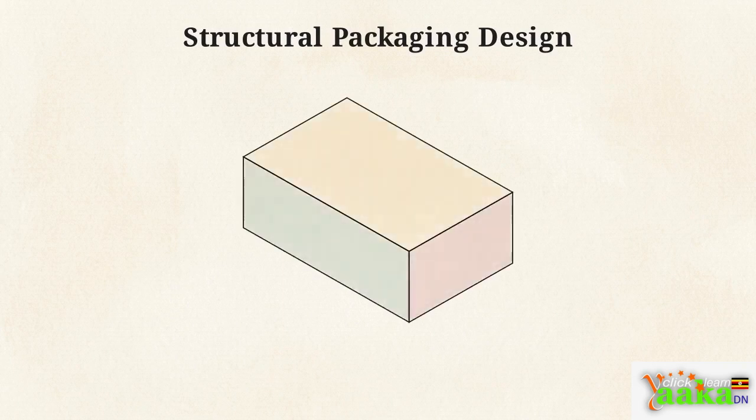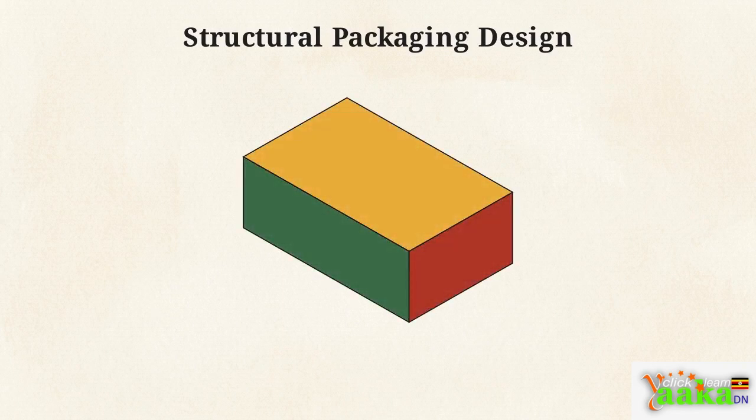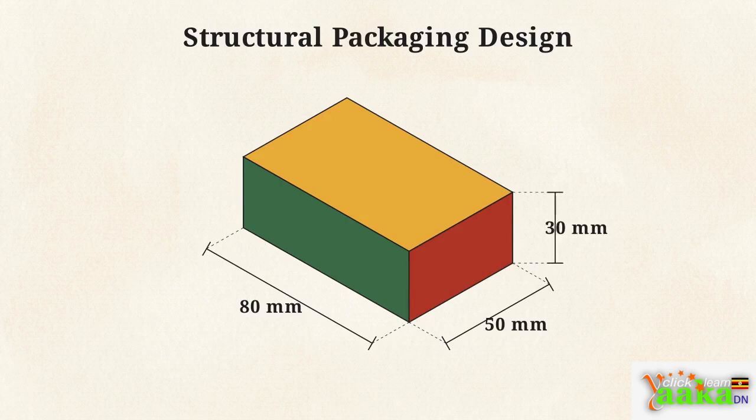Let's look at the drafting process for a block of shea butter soap. First, we measure the product itself. Here we have a length of 80 millimeters, a width of 50, and a height of 30. However, the final box cannot use these exact measurements. If the box matches the soap exactly, it won't fit.